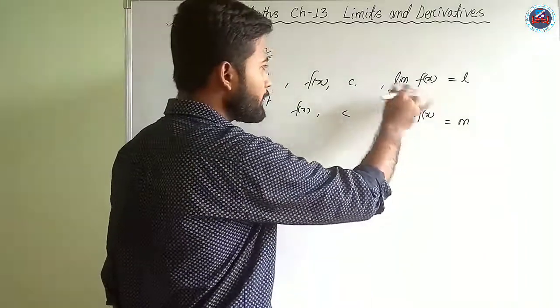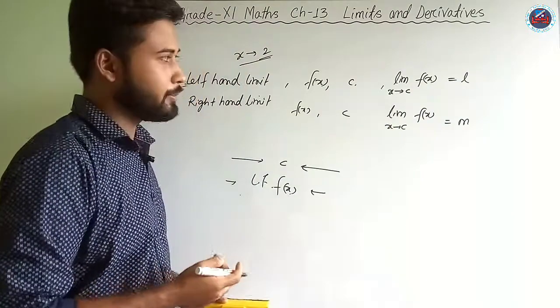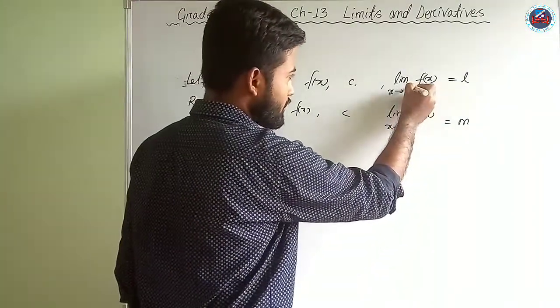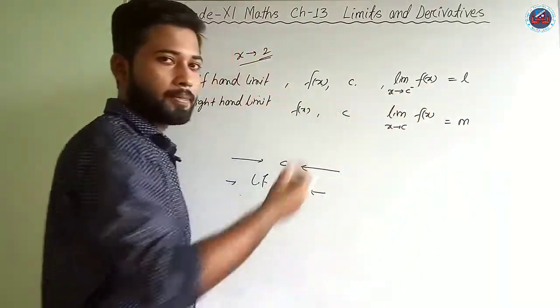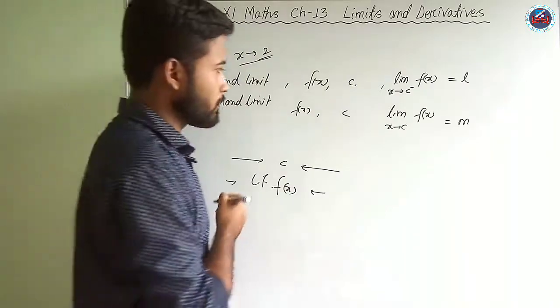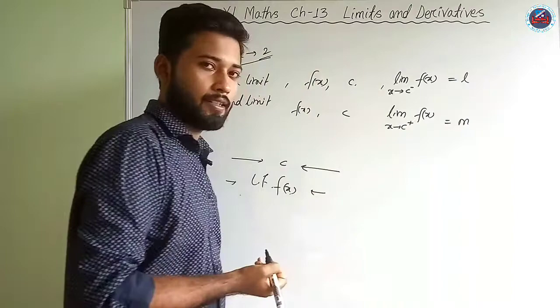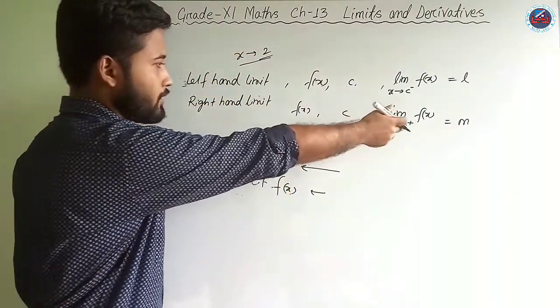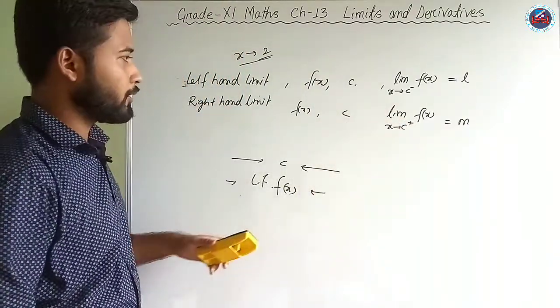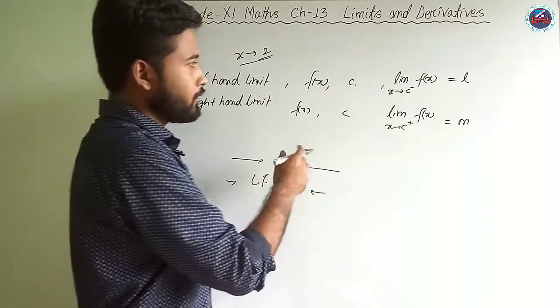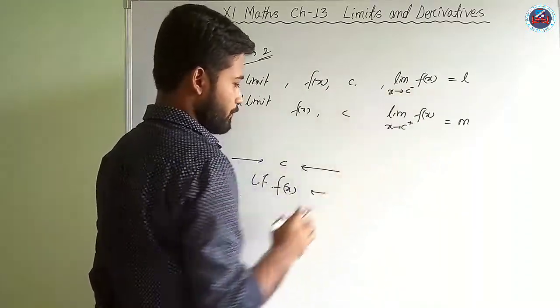Okay, now how shall we understand that this is the left hand limit? For this, just write a negative sign in the superscript of c, and in case of the right hand limit, just give a positive sign in the superscript on the right of the c. Okay, now these are the two cases.